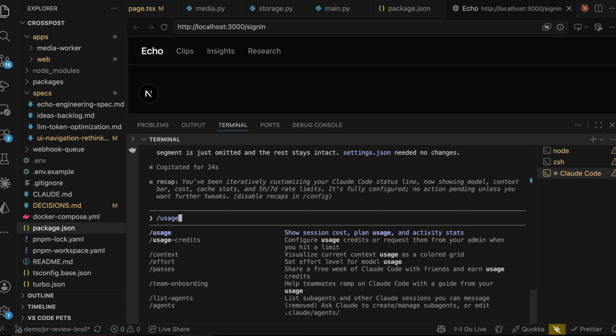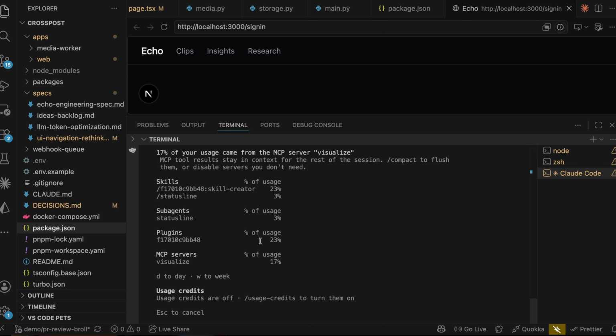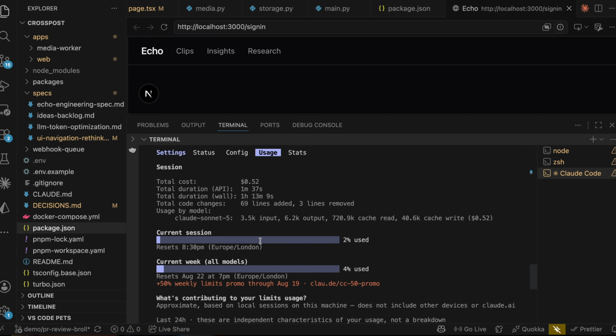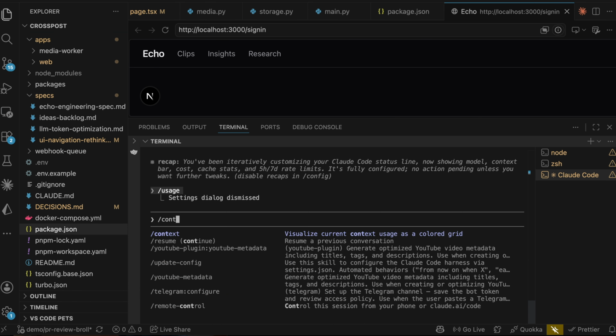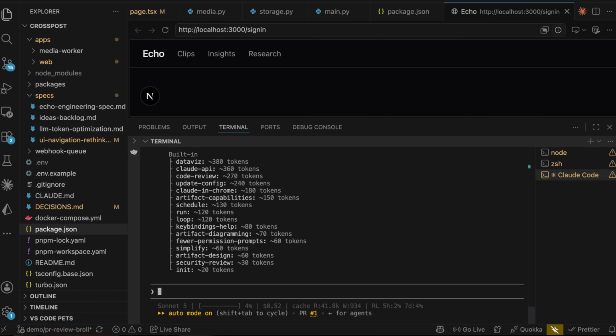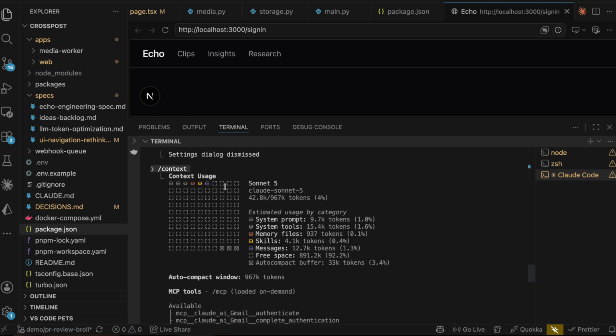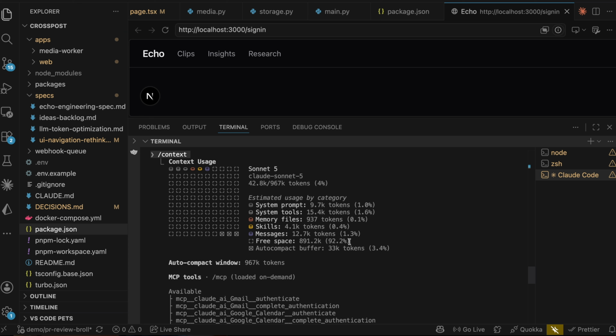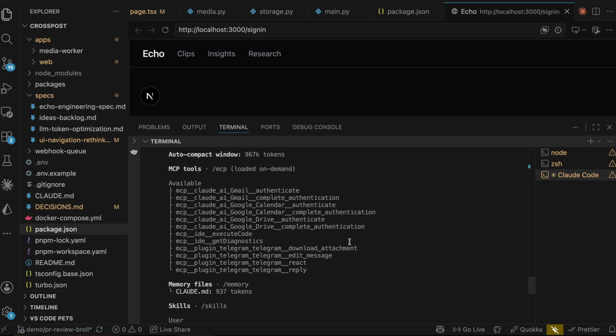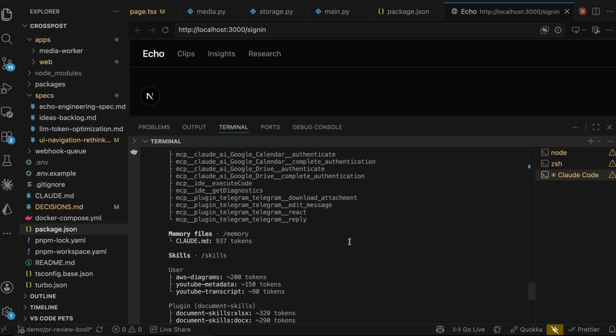And there are two related commands that can show you more detailed information. /usage gives you a full breakdown and flags behaviors that are eating your limits. And /context shows you what is eating up space right now. That's how you can find a skill or an MCP server that you forgot about and that has been sitting in your context window all week.